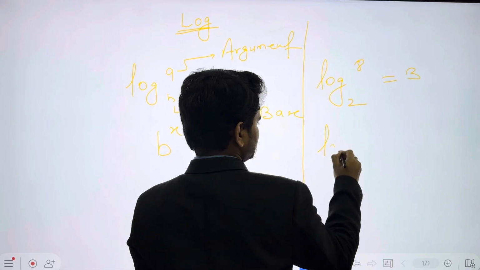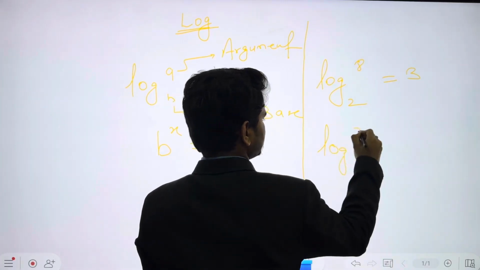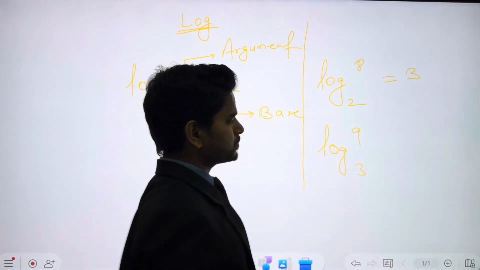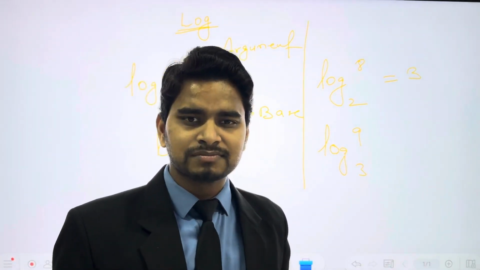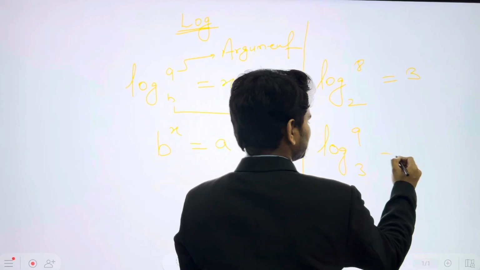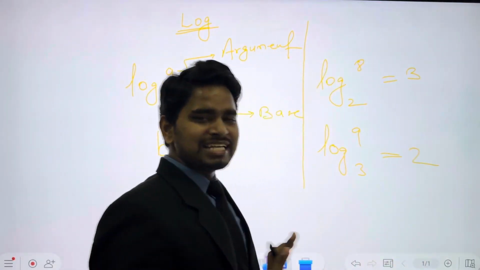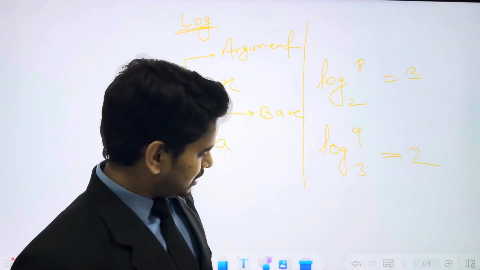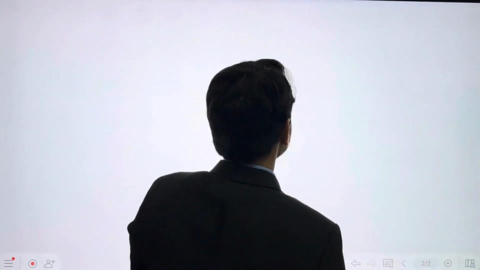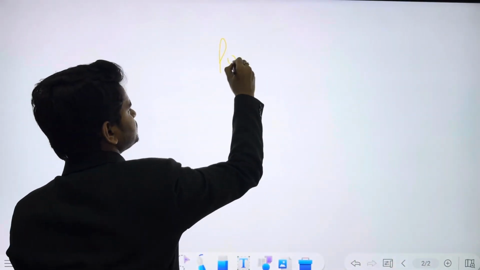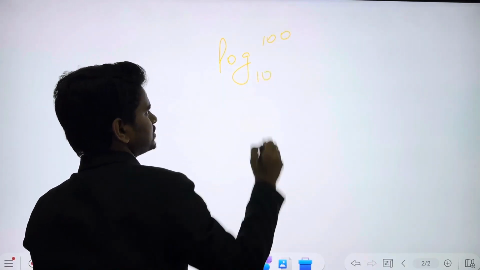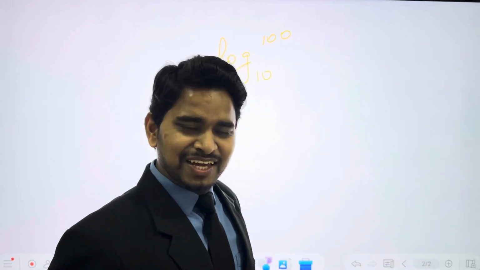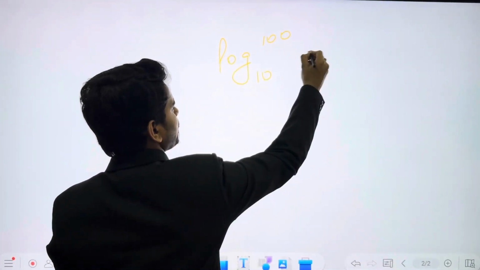Let's do one more question. Log 9 base 3. What is the value? What is the power we should give on 3 to reach 9? 2. So the answer is 2. So that's the basic meaning of log. Let's do one more question. You have been given log 100 base 10. What is the value? 2. We know that 10 square is 100, so the value is 2.